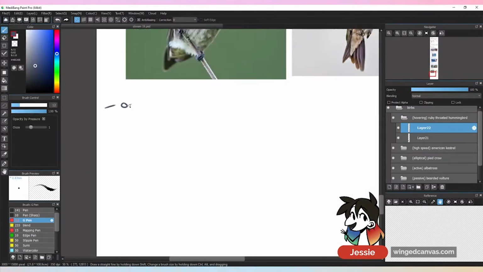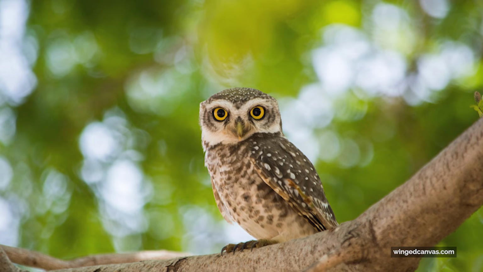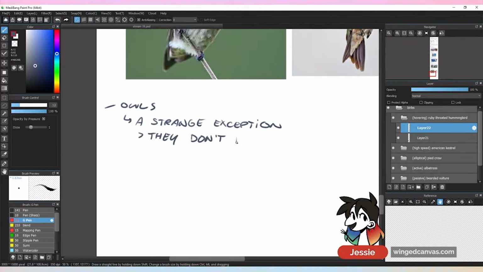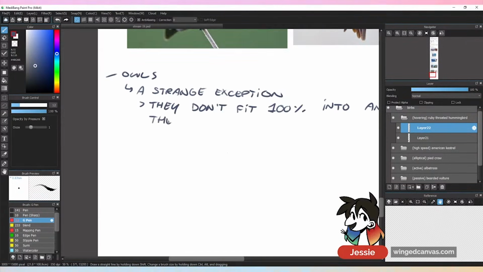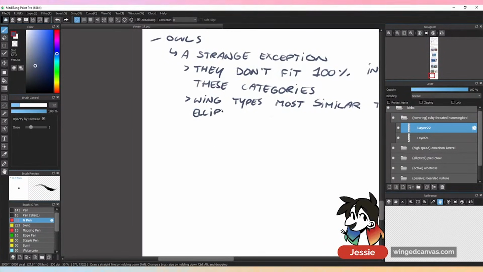But last but not least, let's talk about owls. Owls are a strange exception. They're kind of in between those two. Some of them are a little bit more stubby, some of them are a lot wider, but overall, they're not 100% able to fit into any of these categories most of the time. So their wing types, if you had to guess, are probably most similar to passive soaring and elliptical.